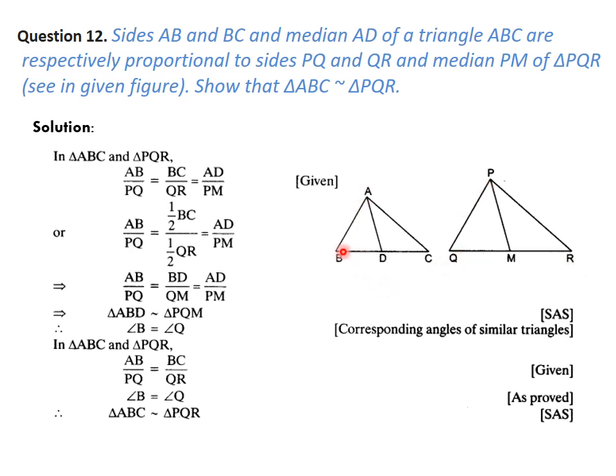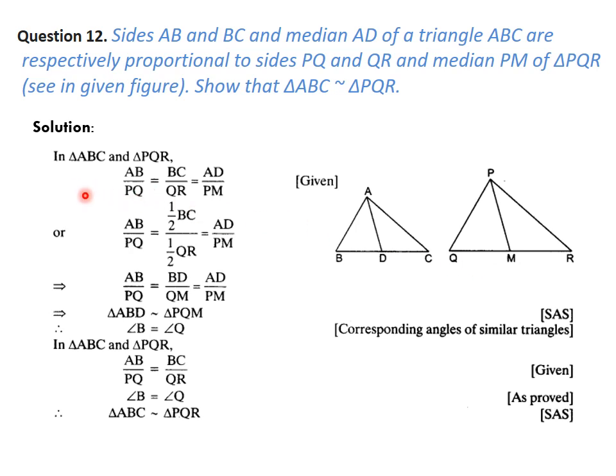Here it is said AB is proportional to PQ, side BC is proportional to QR, and the median AD is proportional to PM. So AD and PM are medians of the two triangles. By median we mean they are bisecting the base into two equal halves. That is, BC is bisected into two equal halves, BD and CD. Again, QR is bisected at M into two equal halves, QM and MR.